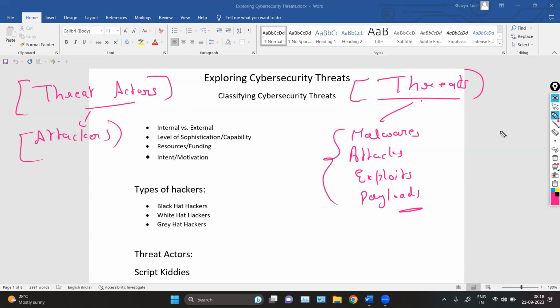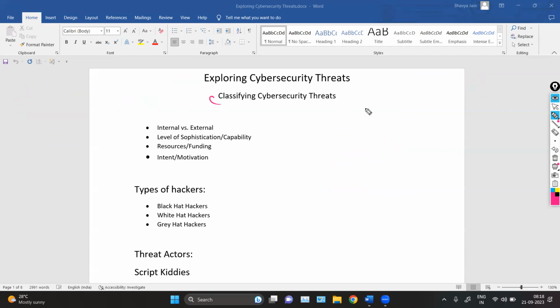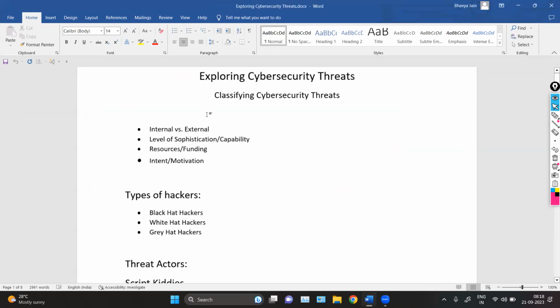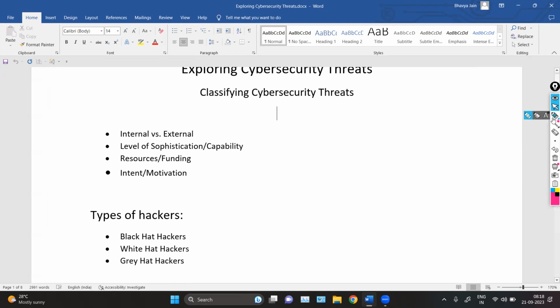Okay, that is simple. So next, we have classifying the cybersecurity threats. First we have internal versus external threats. Before any attack, we have to identify what the source of the attack is. Is it from an internal person or from an external entity? Does it involve an internal reason or an external reason? Before any attack, we have to identify the source of the attack or the source of the incident.